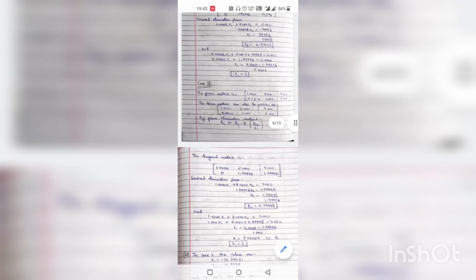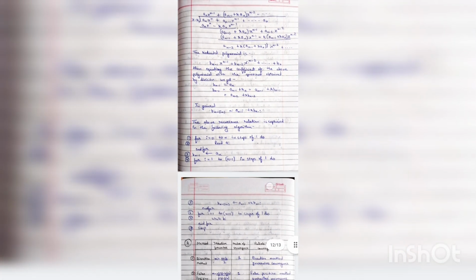Now, the second part of the third question is: write the recurrence relation of dividing this polynomial by x minus r. Here we consider dividing a polynomial an x to the power n plus an minus 1 x to the power n minus 1 plus ... a0 by x minus r, where r is the root of the original polynomial. The division method is shown below, and the algorithm for this division method is also written below. Now let us go to the fourth question of this question paper.